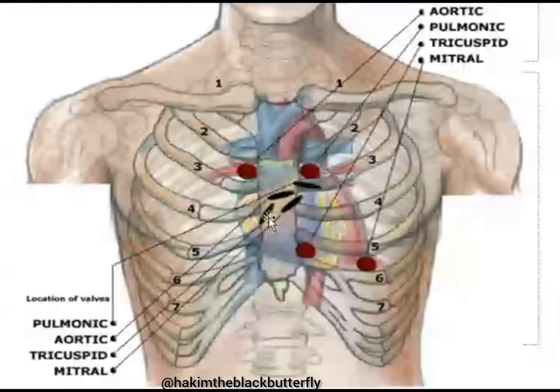This is our tricuspid valve. The tricuspid valve is deep to the sternum, adjacent to the right fourth costal cartilage. This is the right fourth costal cartilage.